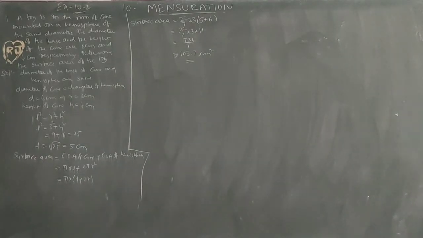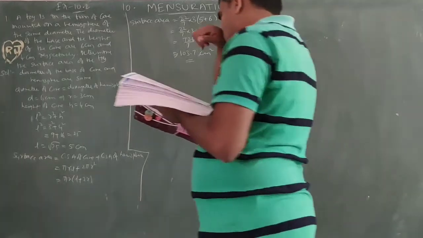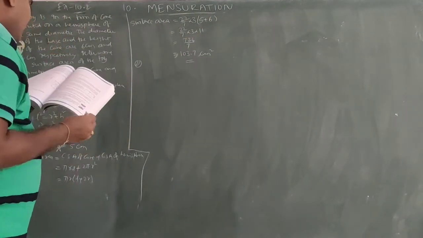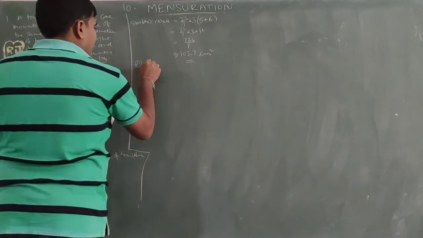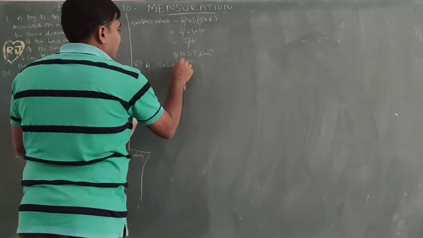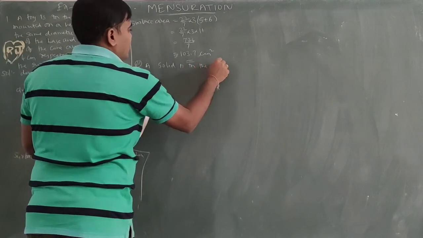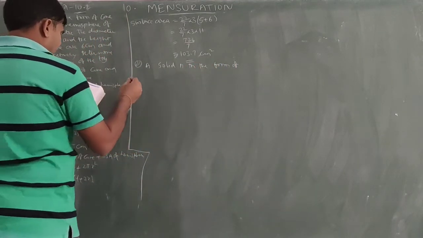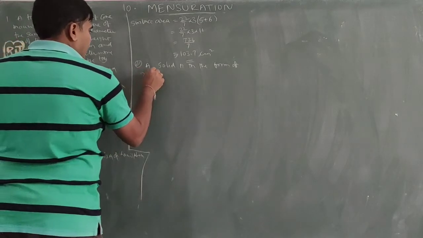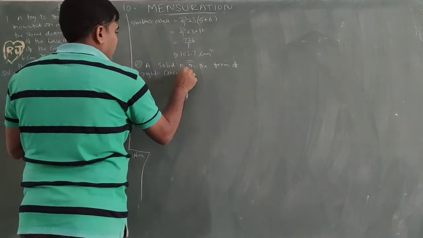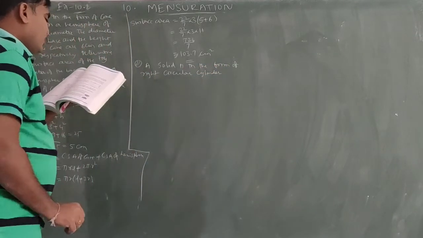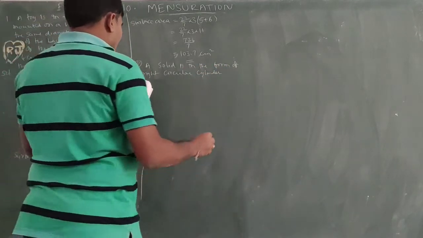Next, second question. A solid is in the form of a right circular cylinder with a hemisphere.